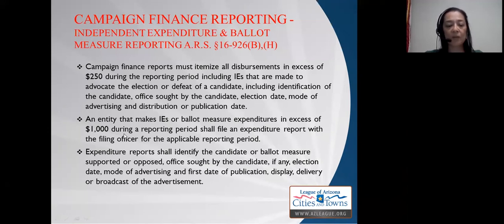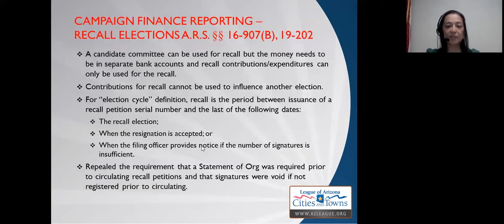Again, it's the entity. We've had some associations and maybe some 501(c)s going out there and doing some advertising, either supporting or opposing candidates, but that's all independent of the candidate. As long as the candidate isn't coordinating or working with them, it's truly independent, then it's on the entity making the independent expenditure themselves to track and report it. The candidates don't have to report what's been done on their behalf, again, as long as there's no coordination. If there is coordination, then it's not really an independent expenditure. So that leads into a different discussion.